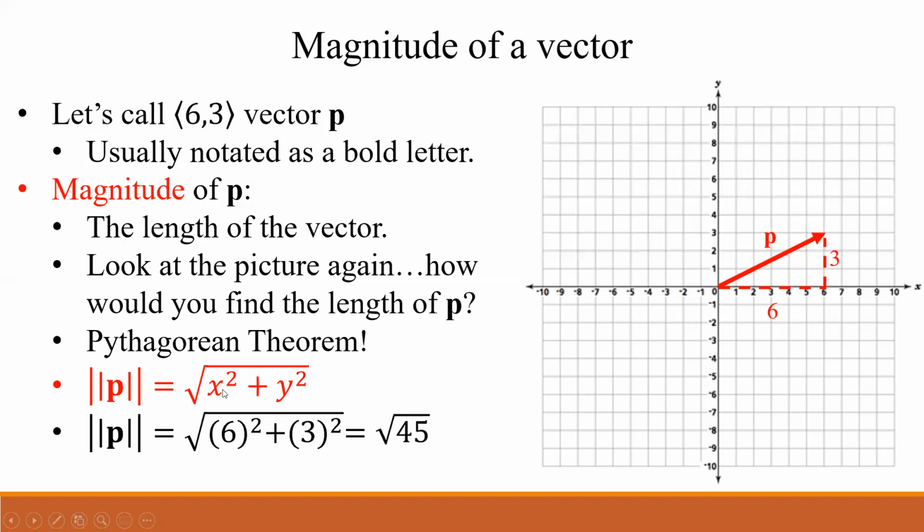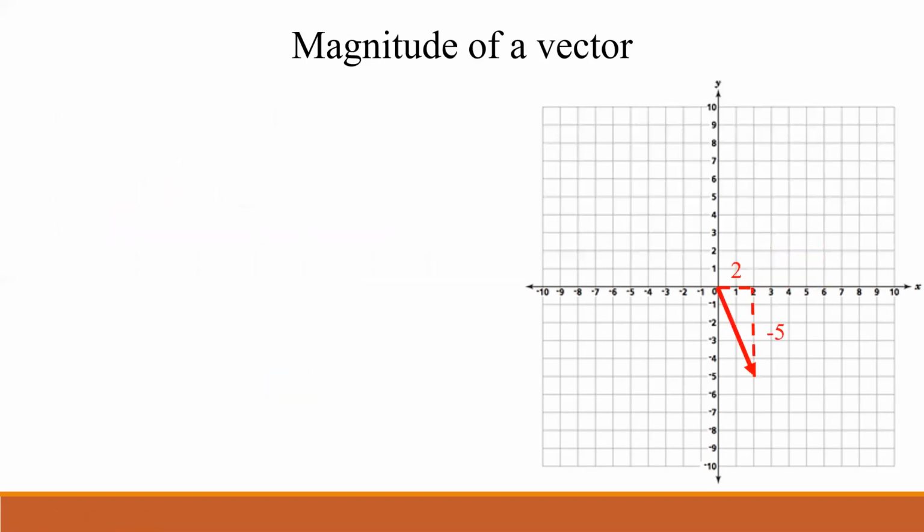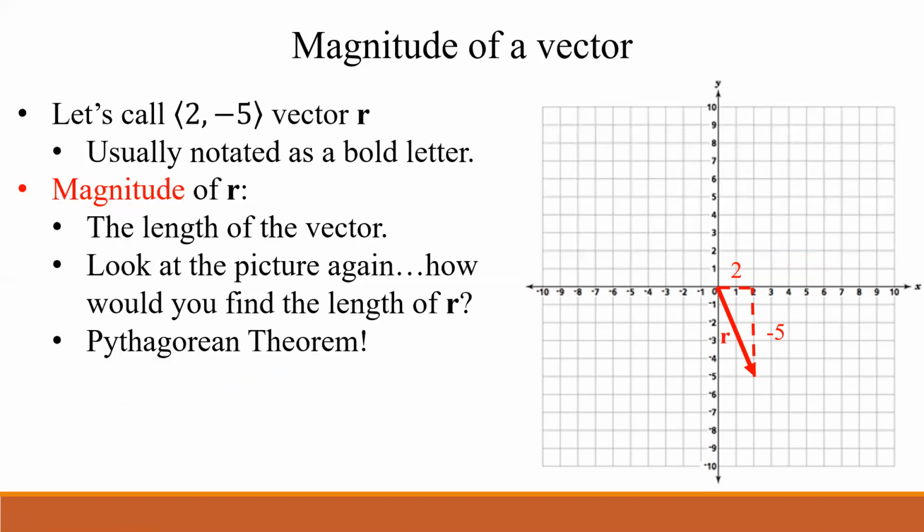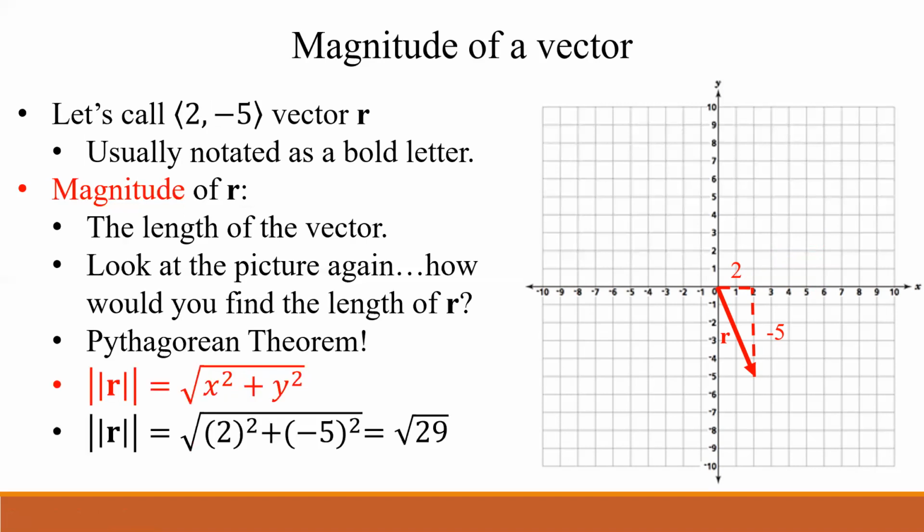If you need to jot that down in your paper, that little formula for the Pythagorean theorem, please do that. So let's do the second vector we had, that 2, -5. Let's find the magnitude there. So again, you know it's going to be the Pythagorean theorem, square root of the sum of the squares. So 2 squared, -5 squared, add them up, take the square root.